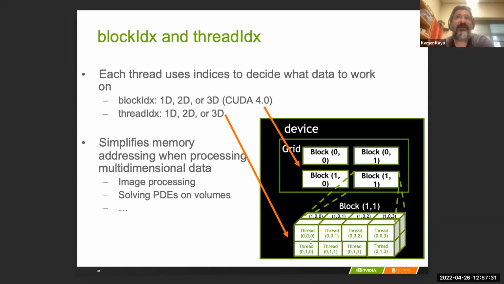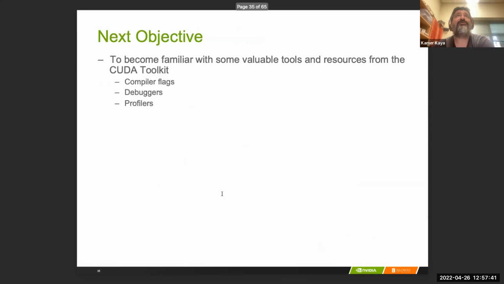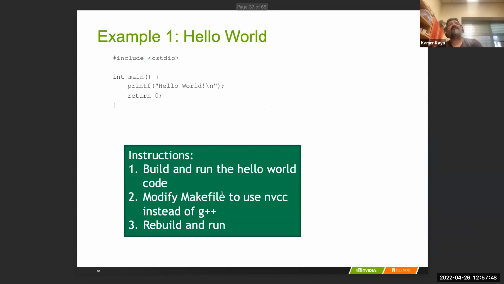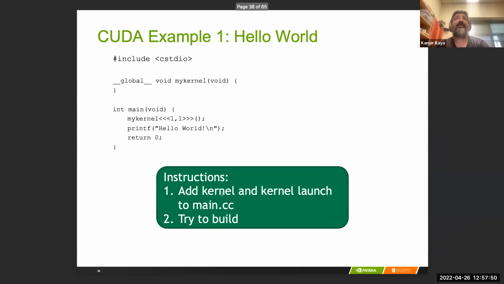So this kind of organization can simplify memory addressing when processing multidimensional data, like image processing data or solving PDEs on volumes. So this is the block IDX and grid IDX thing. This is the first example.